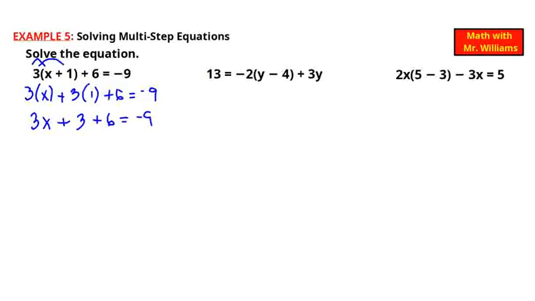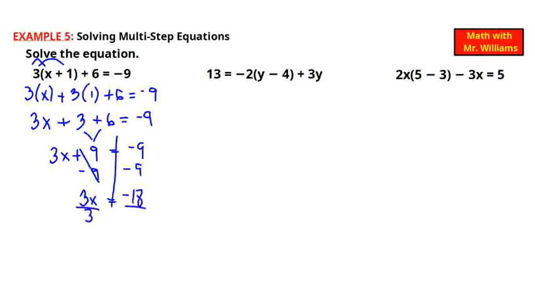Let's go ahead and combine those like terms. So we have 3 plus 6, give us 9. Bring down the 3x. All right, now we're going to cross over the equal signs. So we're going to draw a line. We're going to take away the plus 9 by subtracting 9 from both sides, leaving us 3x equals a negative 18. Divide by 3 on both sides. X equals a negative 6 as our answer.